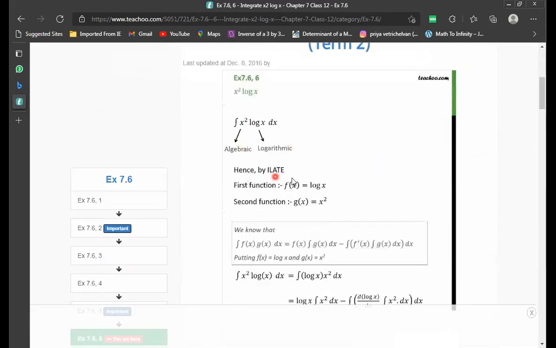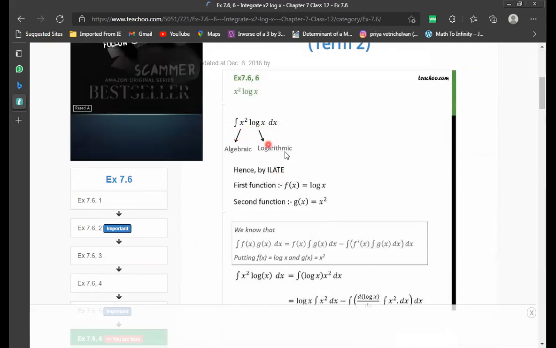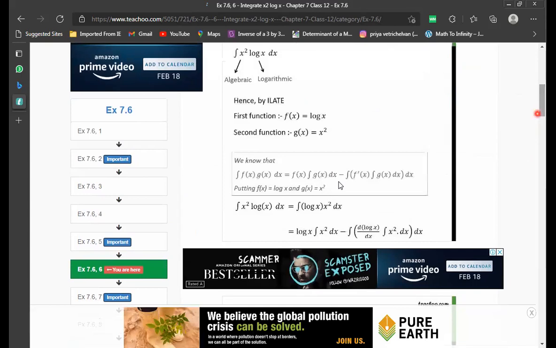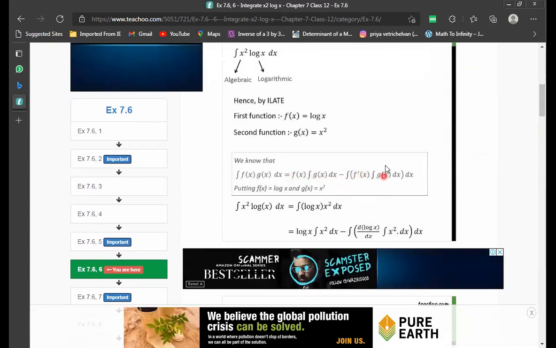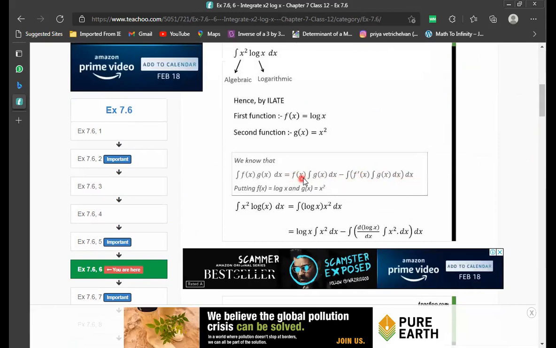In this question, by the highlight rule, you will assume log x as f of x and x square as g of x. Understood? So the integral of f of x times g of x dx is f of x times the integral of g of x, minus the integral of f dash of x into the integral of g of x dx. So what is f of x? It's log x.